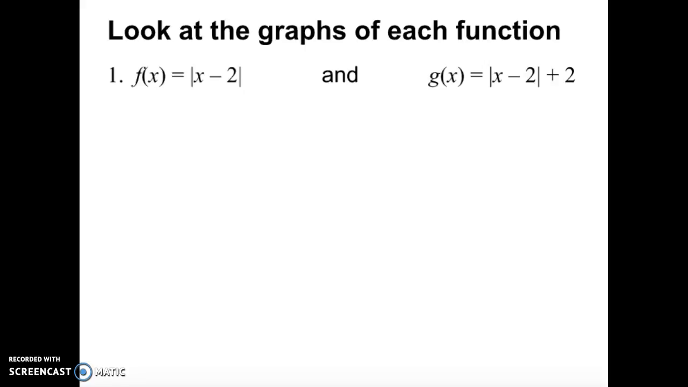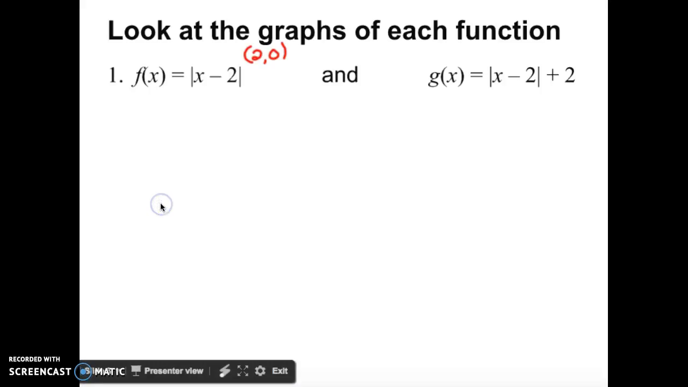Okay, so if you notice the first graph, the absolute value of x minus 2, we just talked about that absolute value ends up making a v-graph. If you look up here, the vertex of it, the opposite of negative 2 is 2. And if there's nothing on the end, it's 0. So it should have a vertex, or a point, at 2, 0.